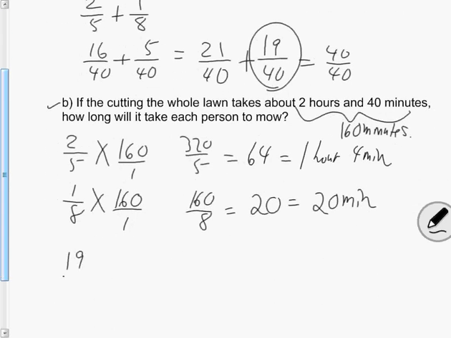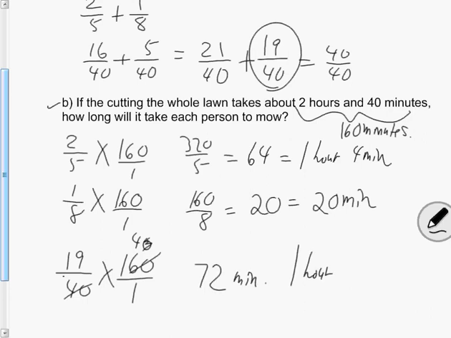And finally, my part, I had 19/40ths multiplied by the total of 160 minutes, or the 2 hours and 40 minutes. I'm going to cross reduce here because it's beautiful. And 19 times 4, well, 19 times 2 is 38. Times 2 again is 76. Did I do something wrong there? Hang on. Yes, I did, didn't I? It's supposed to be 4, not 40. So it's 38 and 72. That means I did 72 minutes, or approximately 1 hour and 12 minutes. That's how long it took me. Okay?